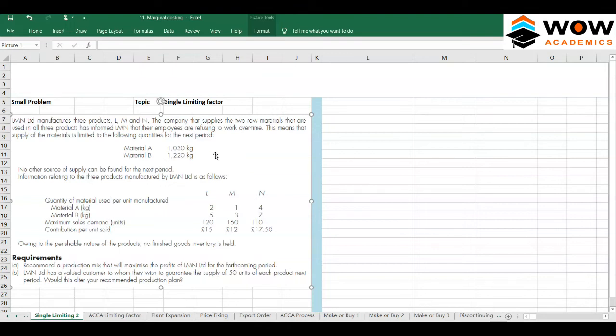So these two are short in supply. These are the raw materials for this company. As these are short in supply, they should be the limiting factor. But we have two raw materials as limiting factors, while the sum itself is named a single limiting factor. So how can we work it out? Let's see the further information.